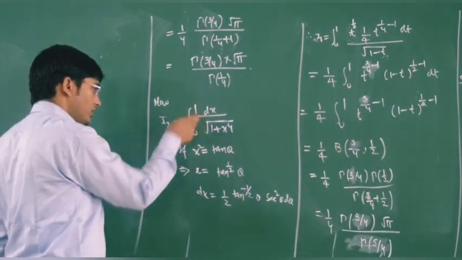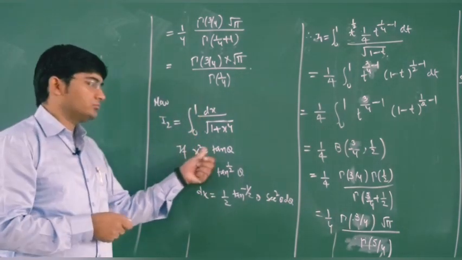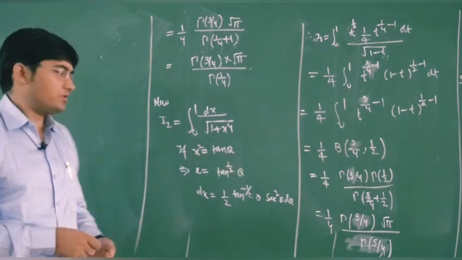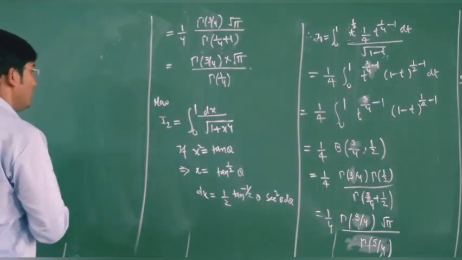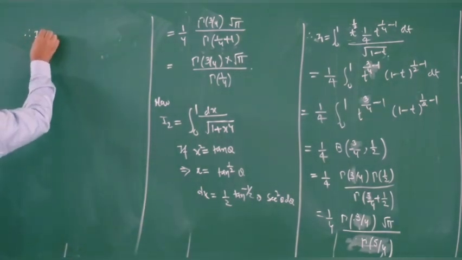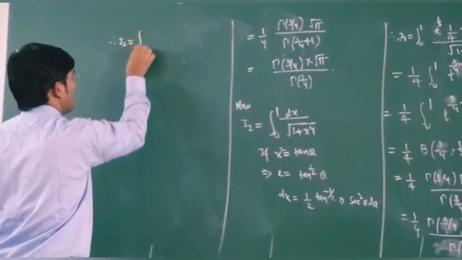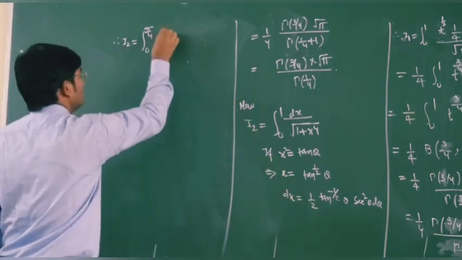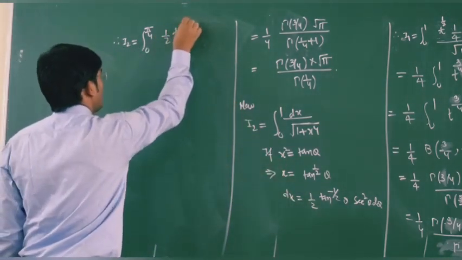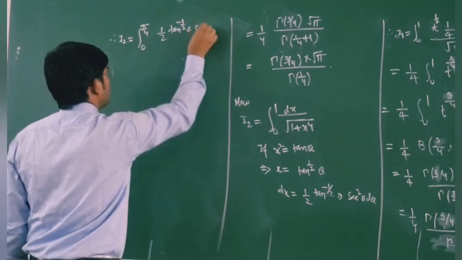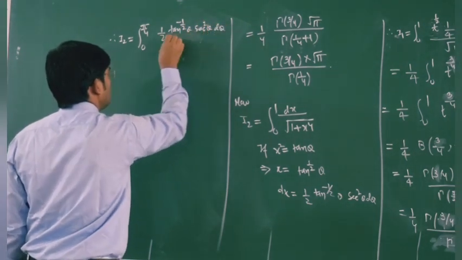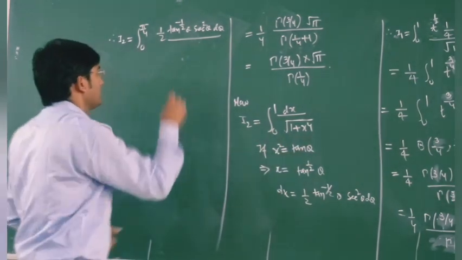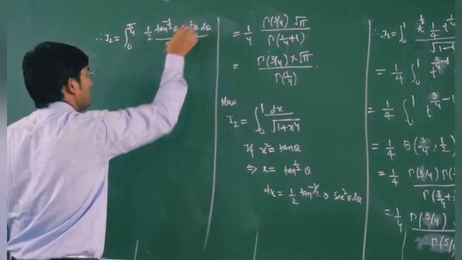So let us put these values here. Now if x is 0, then theta is 0, and if x is 1, then tan theta equals 1, so theta is pi by 4. Therefore I2 is equal to integral 0 to pi by 4, dx is 1 by 2 tan power minus half theta sec square theta d theta. Now 1 plus tan square theta will be sec square theta, so we get sec theta, and one sec theta will get cancelled.